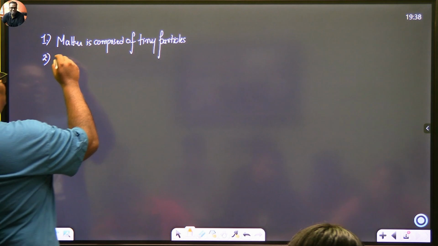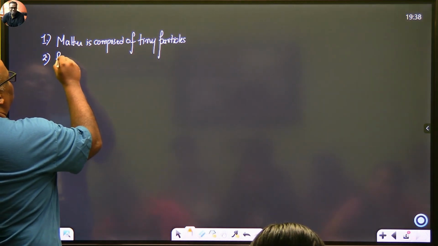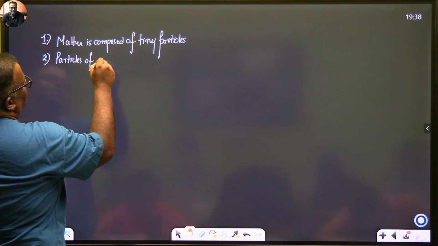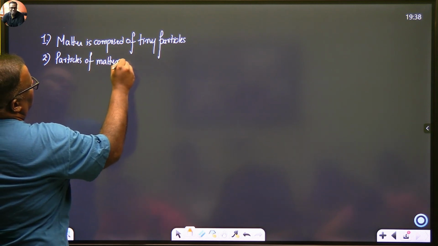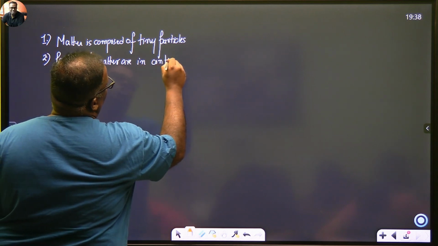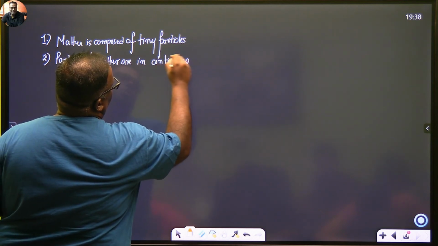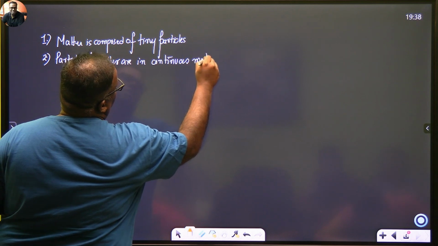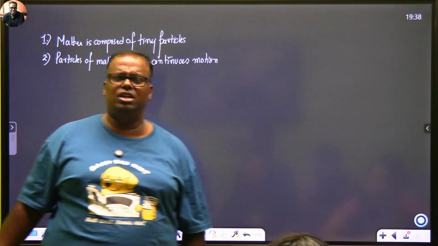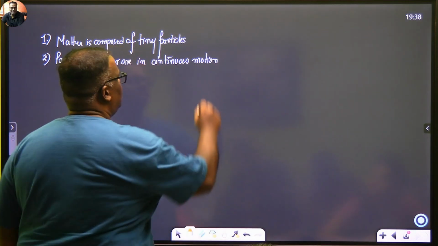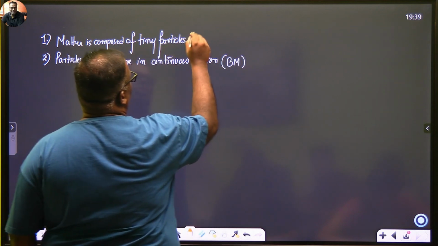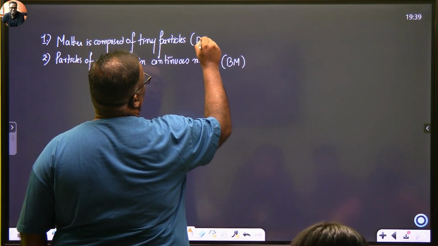Matter is composed of tiny particles. Particles of matter are in continuous motion. और ये कहां से पता चला? ब्राउनियन मोशन आपको ये और अच्छे से देता है, कंटिन्यूअस मोशन में है. अगर हम देखें तो ब्राउनियन मोशन से हमें ये पता चलता है. मैटर इज कंपोज्ड ऑफ टाइनी पार्टिकल्स, ये हमें डिफ्यूजन से पता चलता है.